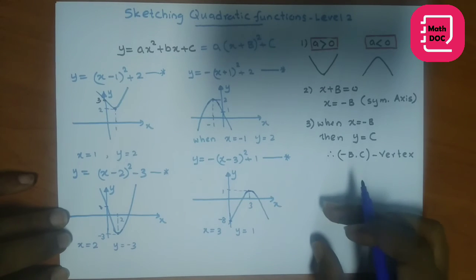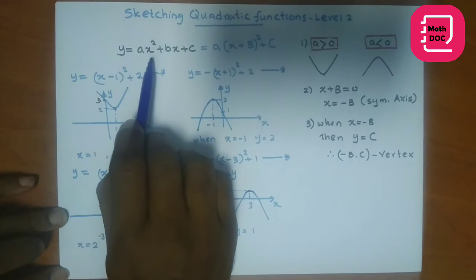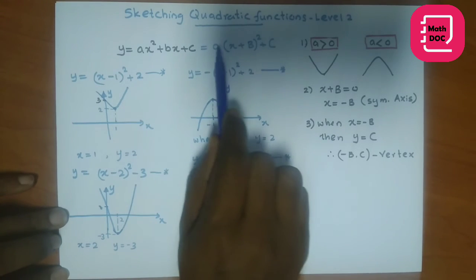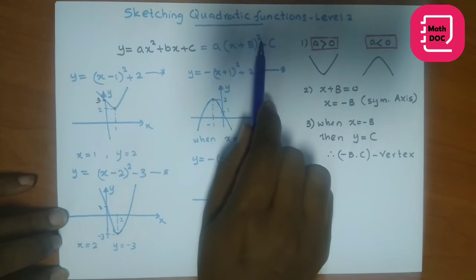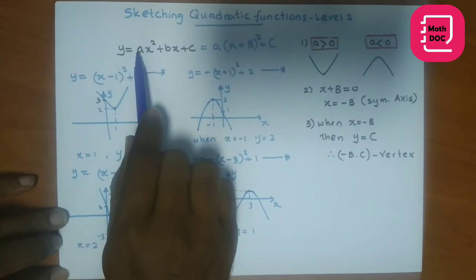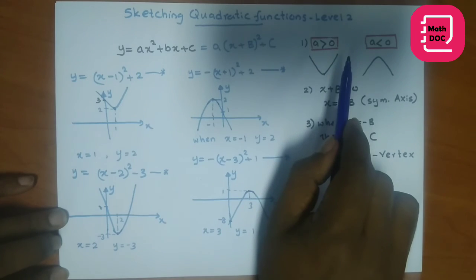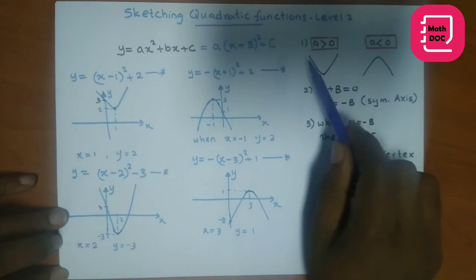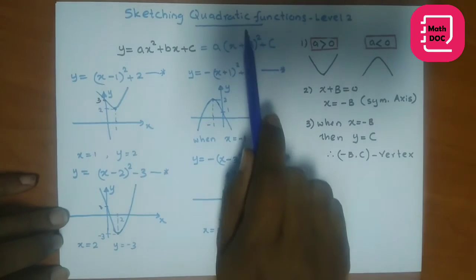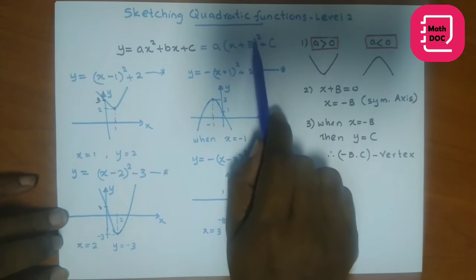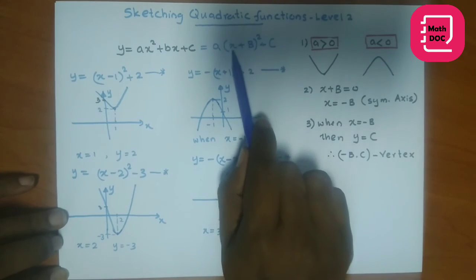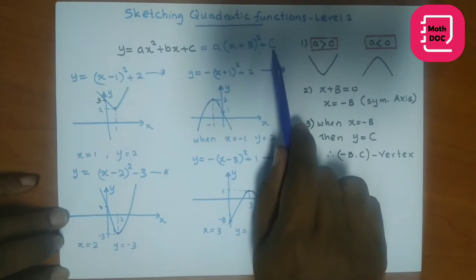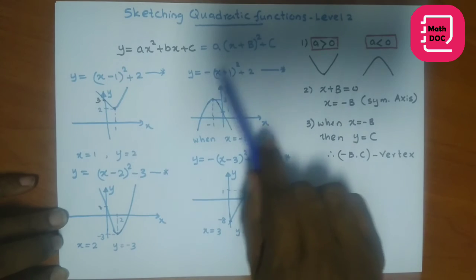And let's see the summary. y equal ax squared plus bx plus c is the general form of a quadratic function. By using the complete square method, we can convert that into a(x plus b) squared plus c type. When the leading term is positive, the shape is a minimum. When the leading term is negative, the shape is a maximum. This is a parabolic shape. The symmetrical axis can be obtained by equating the perfect square term to 0. Then x equals minus b is the symmetrical axis. Then the corresponding y value will be the maximum or minimum. That is c.